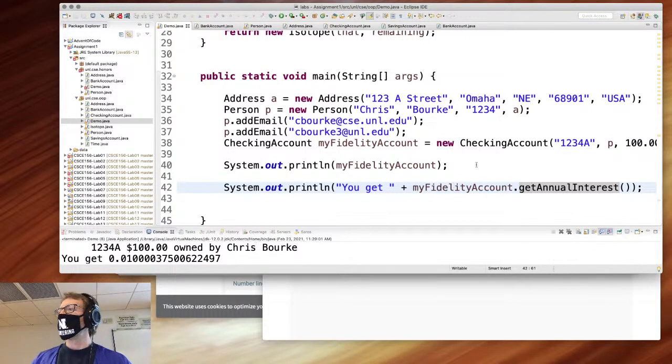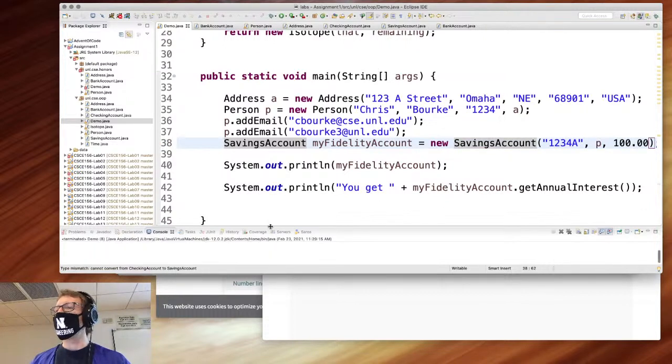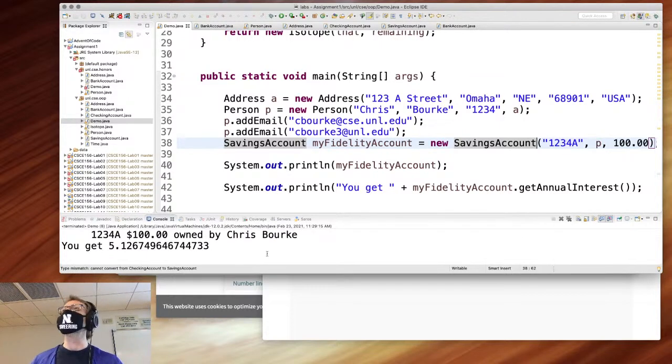What if it were a savings account? I'm definitely going to get more. I'm not going to say that it's going to break the bank here at all, but what do I get instead? I get $5.12, right? 500 times as much interest, right? So there is definitely a difference between these two types of accounts.